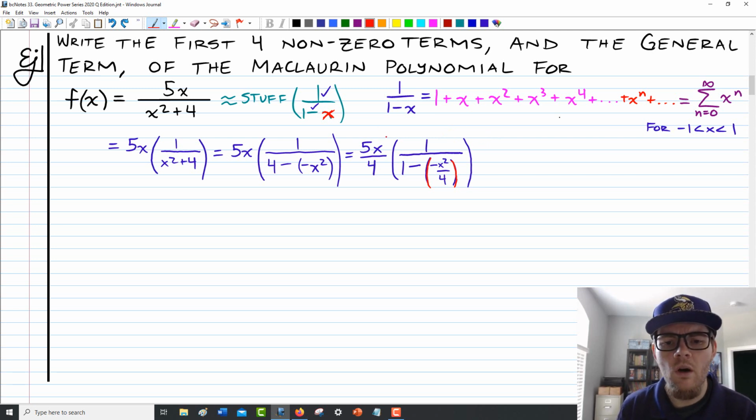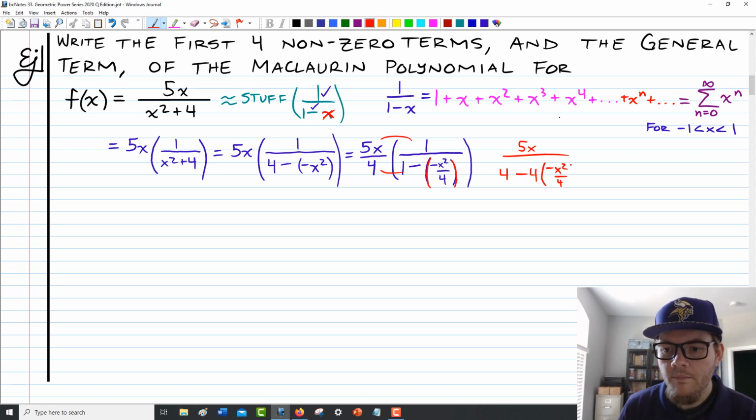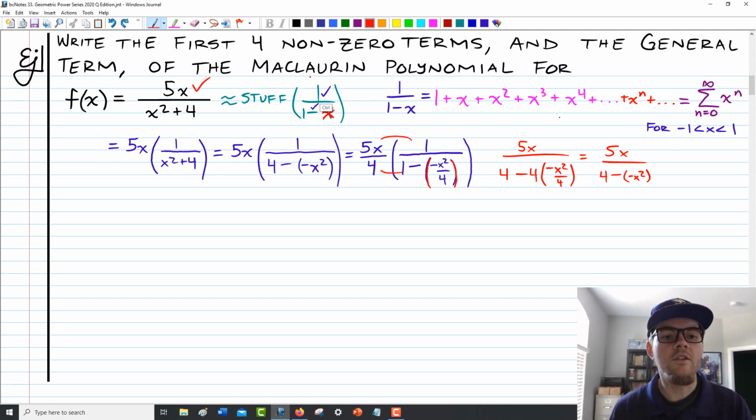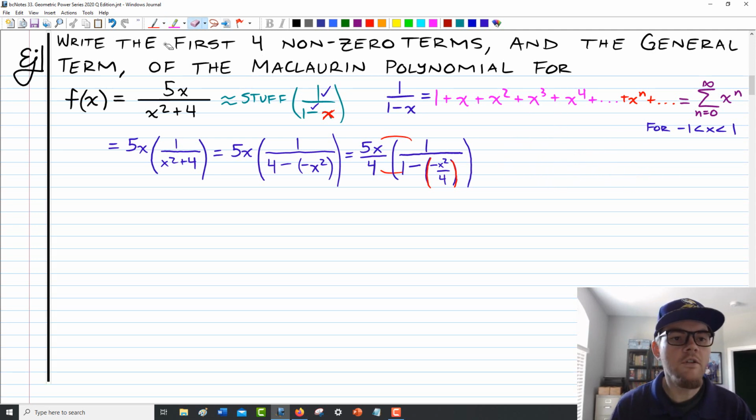If you don't trust this, you're welcome to distribute this in. If you distribute this in, it looks like you'll end up with 5x in the numerator over 4 minus 4 times negative x squared over 4. That, of course, becomes 5x over 4, and it becomes minus a negative x squared. And you'll see that that does indeed match our original function. So in other words, we've done this correctly. So we have an accurate representation of our function. We've just rewritten it in a way that it matches the 1 over 1 minus x structure from before.